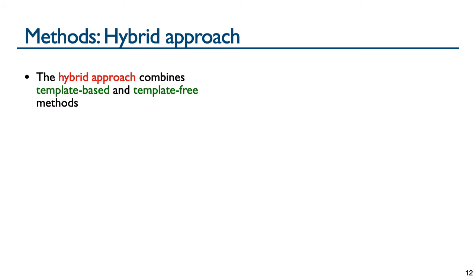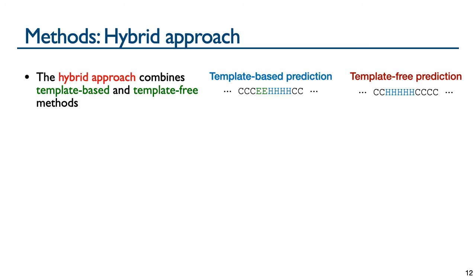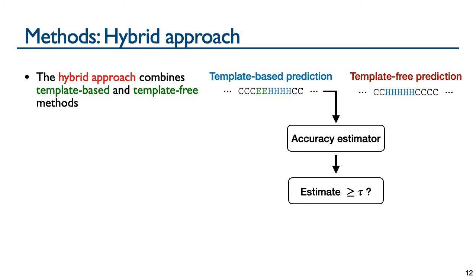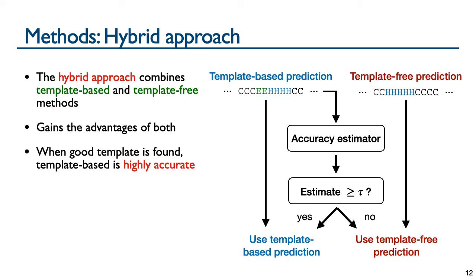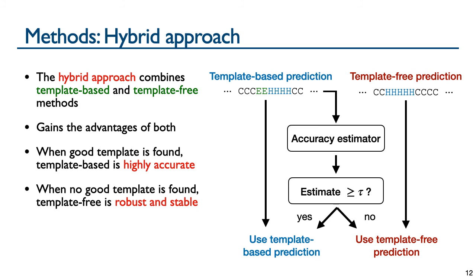This hybrid approach combines Nnessy, a template-based method, with a template-free method. Given Nnessy's template-based prediction and the prediction of a template-free method, we estimate the accuracy of Nnessy's template-based prediction. If the estimated accuracy is above a threshold, the hybrid outputs Nnessy's prediction. Otherwise, it outputs the alternate prediction of a template-free tool. The hybrid gains the advantages of a template-based method, where when a good template is found, the prediction has high accuracy. We combine Nnessy with a robust and stable template-free method, so when no good template is found, the accuracy of the hybrid prediction is robust and stable.